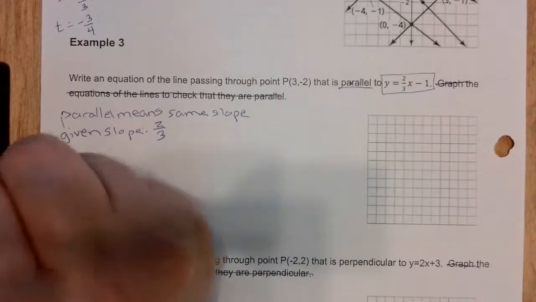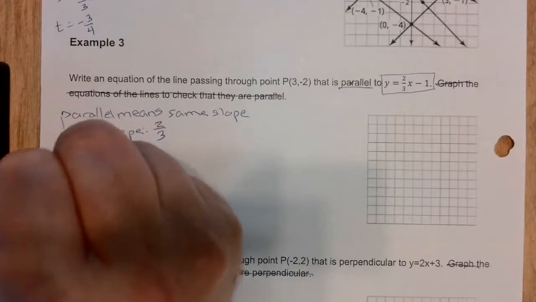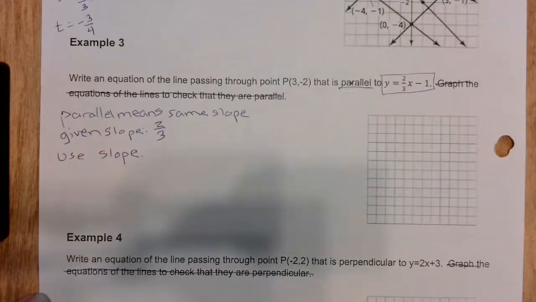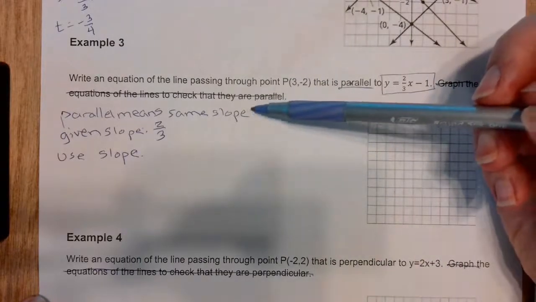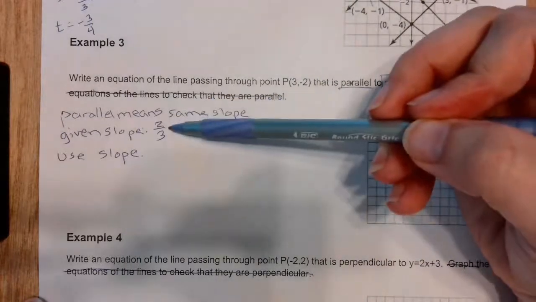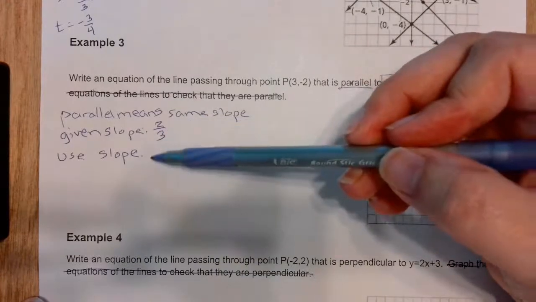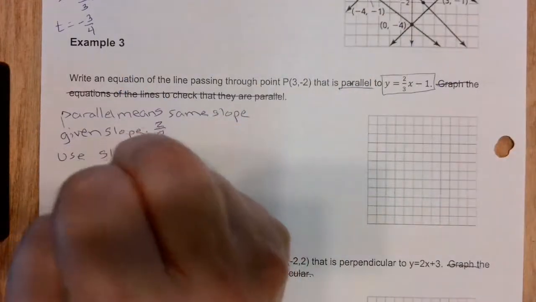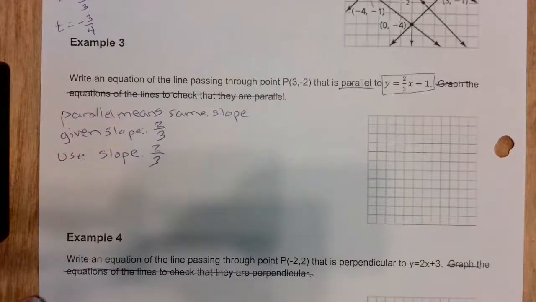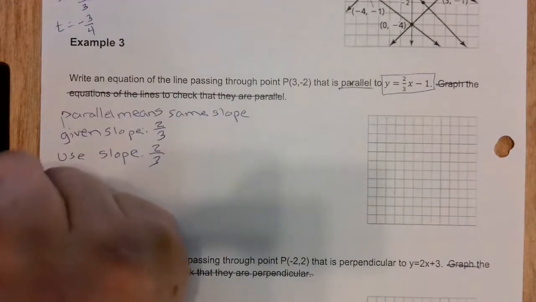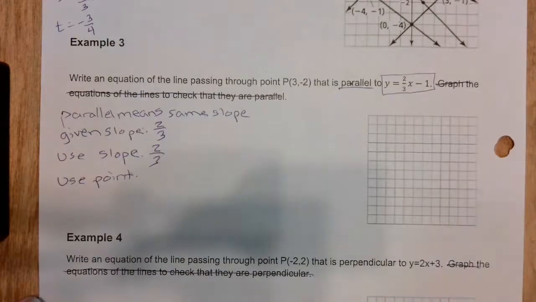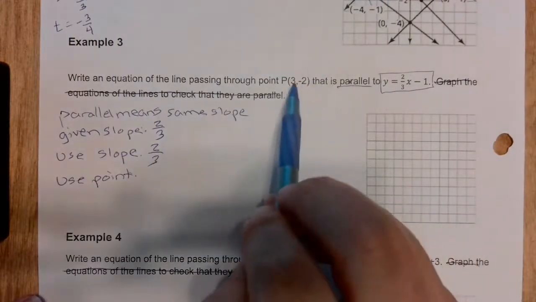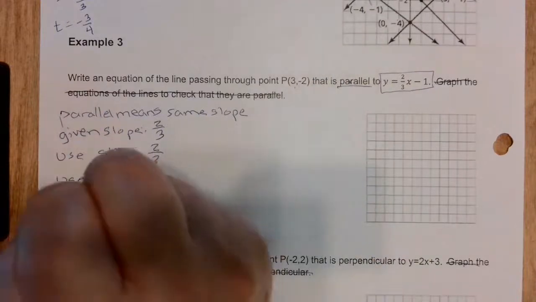So, what slope should we use when we solve this problem? Well, parallel means we need to use the same slope. They told us 2/3, so we should use 2/3. They also told us a point to use. What point did they tell us? 3, -2.